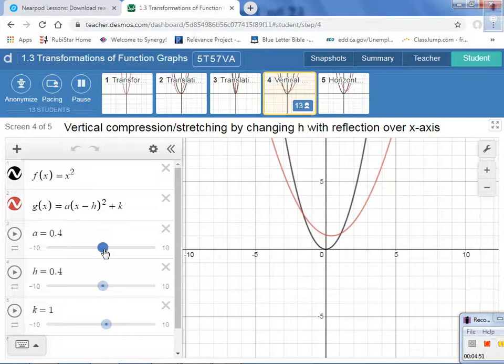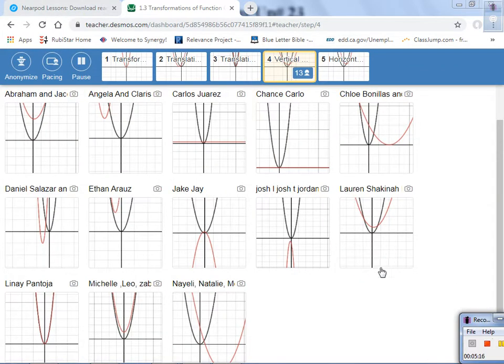I want you to start first with the variable A. I want you to move the lever and see what happens when you advance it. See what happens when it's less than 0, and answer the question on your paper. Each one of you needs to answer that question. Once you're done with A, you move on to H, and then you move on to K. Okay? I'll give you guys 4 minutes. Ready? Go.